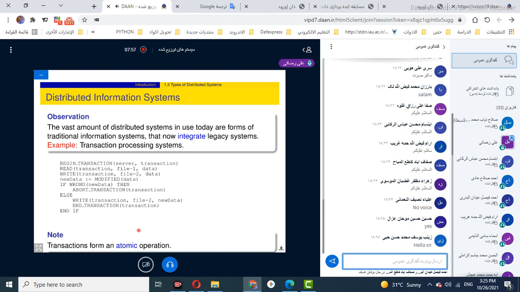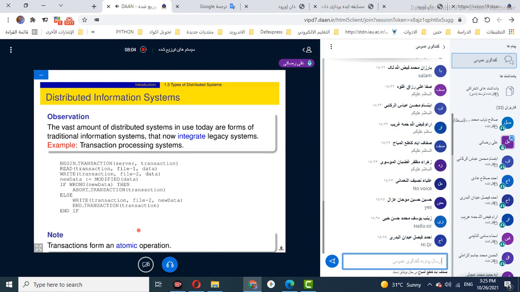As you may recall, we've talked about different types of distributed systems. First, I discussed the distributed computing system, which is used for high performance computing and is one of the most important types of distributed system. But we have another type which is called distributed information systems.